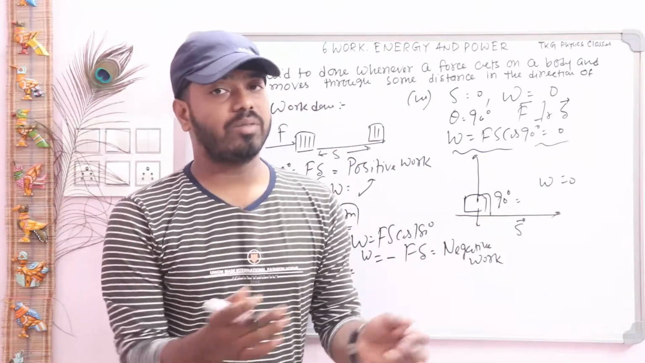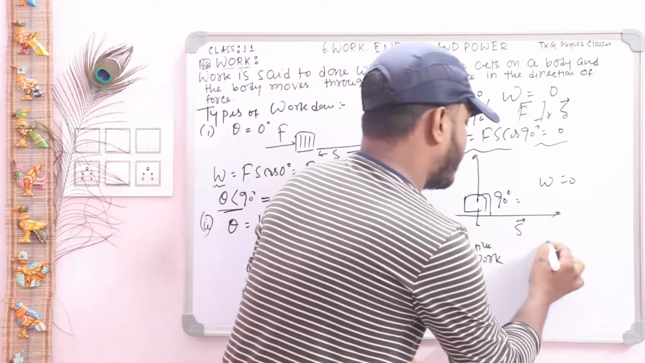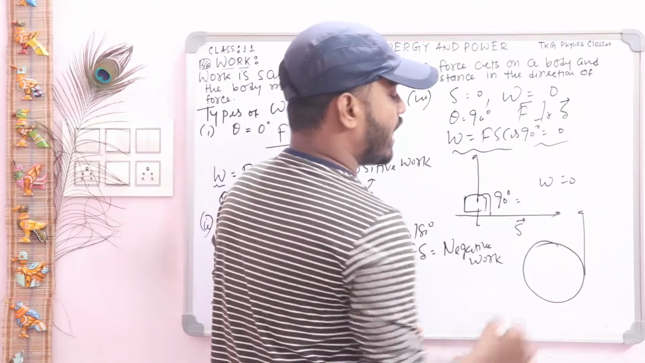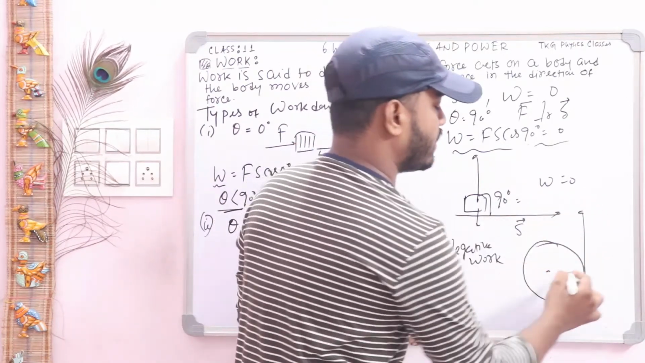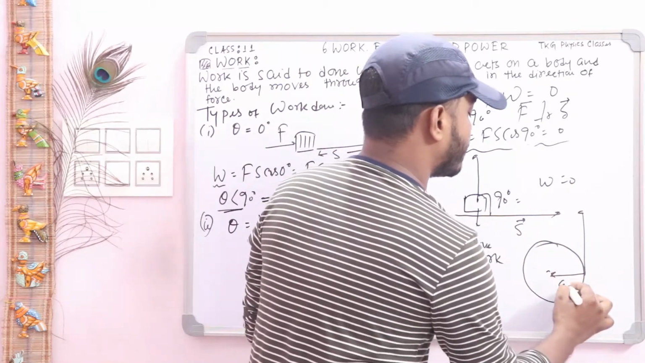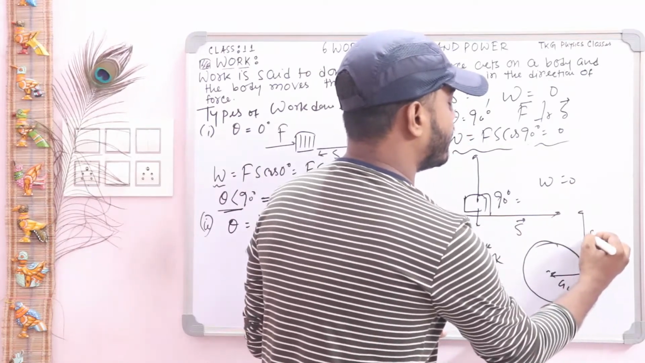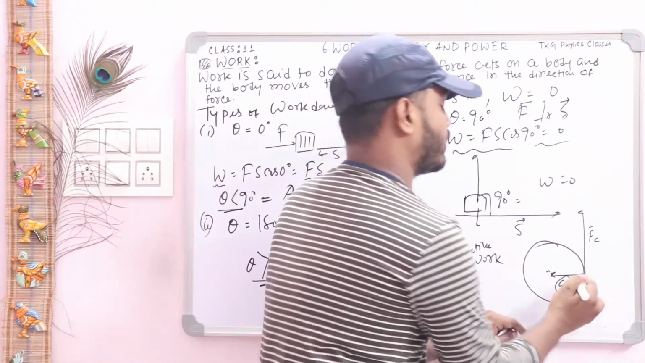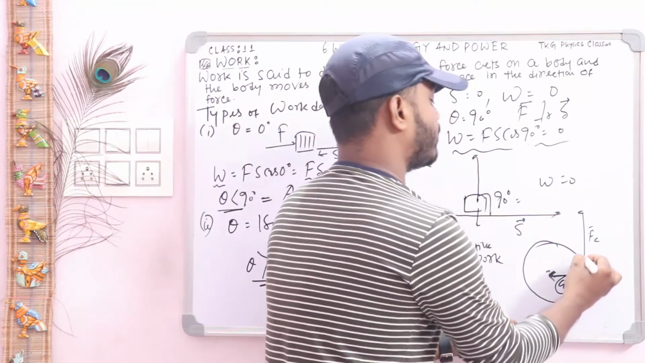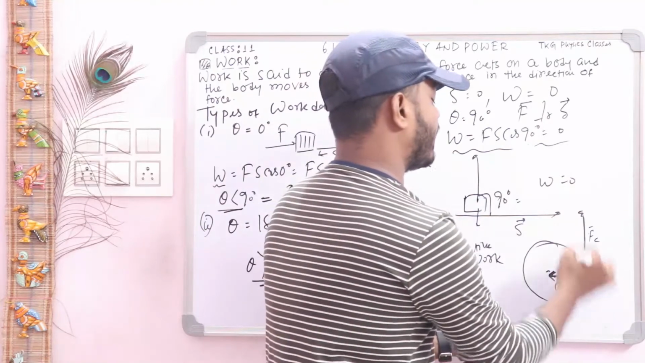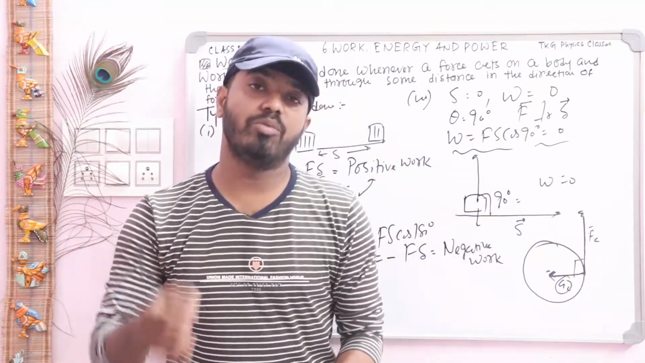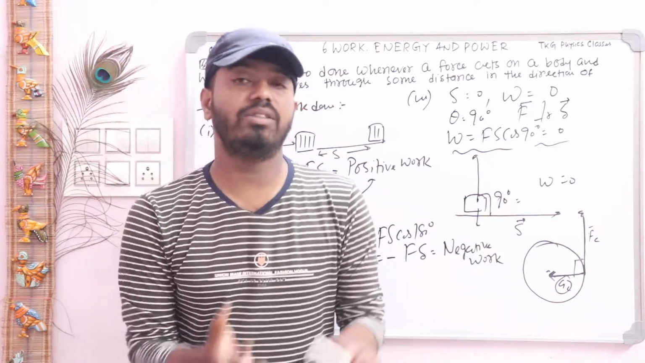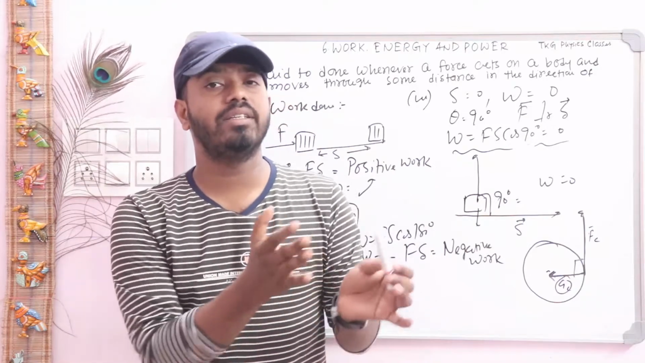Another condition is in case of circular motion, which we already completed. For a body moving in circular motion, what is the direction of displacement? It is tangential. And the acceleration, which is named centripetal acceleration, is directed inward. So acceleration also gives the direction of force, that is centripetal force. Centripetal force is directed inward, and the displacement is tangential. So this angle is 90 degrees. So for a body moving in a circular path, the amount of work done is 0. So work done is basically of 3 types: positive work, negative work, and 0 work.